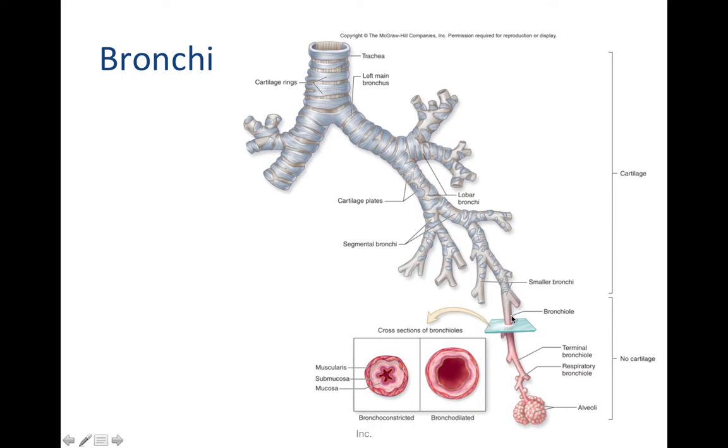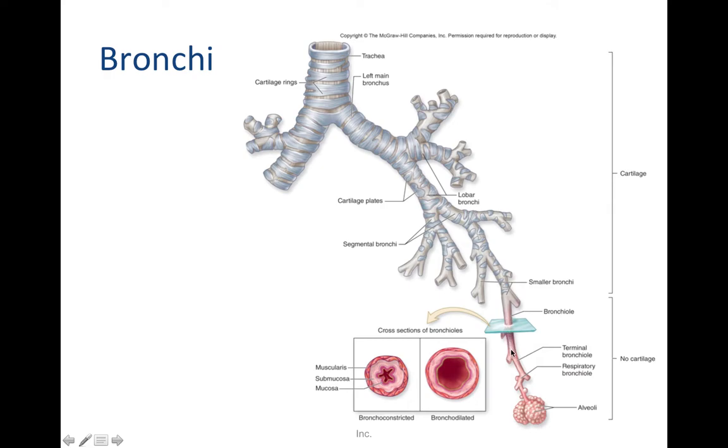So here's your bronchiole. This is one of your smallest respiratory passages. And instead of cartilage, you have smooth muscle that's replaced in here. And this smooth muscle, just like any smooth muscle, is capable of constriction and dilation. And so that will help regulate airflow into your lungs.